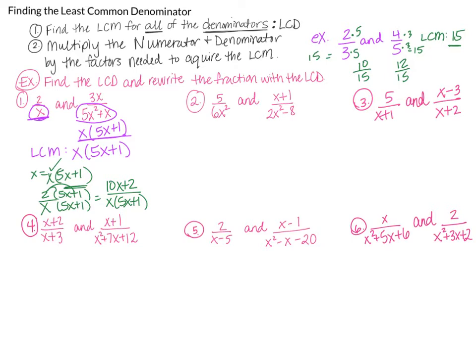All right, so now that we've got our first fraction finished, let's look at our second fraction. For the second fraction, I need to have an x times a 5x plus 1. I already have an x times a 5x plus 1. So the second fraction needs nothing. I can leave it alone.